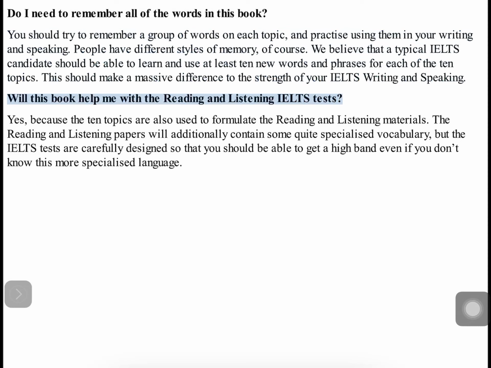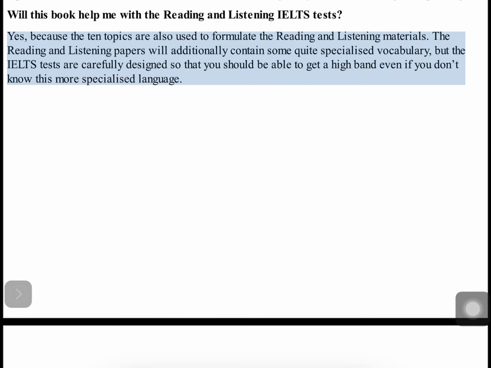Will this book help me with the reading and listening IELTS tests? Yes, because the 10 topics are also used to formulate the reading and listening materials. The reading and listening papers will additionally contain some quite specialized vocabulary, but the IELTS tests are carefully designed so that you should be able to get a high band even if you don't know this more specialized language.